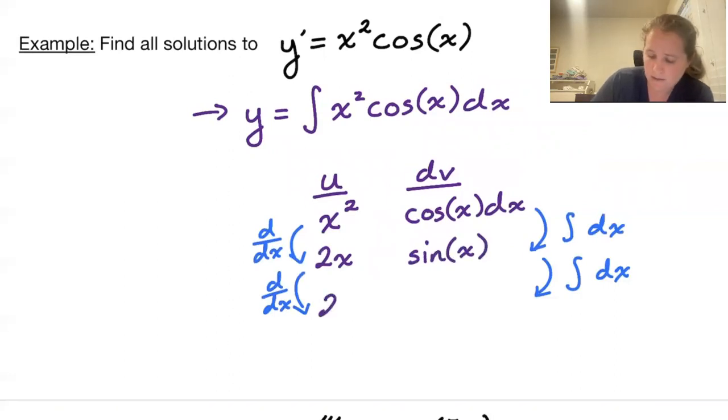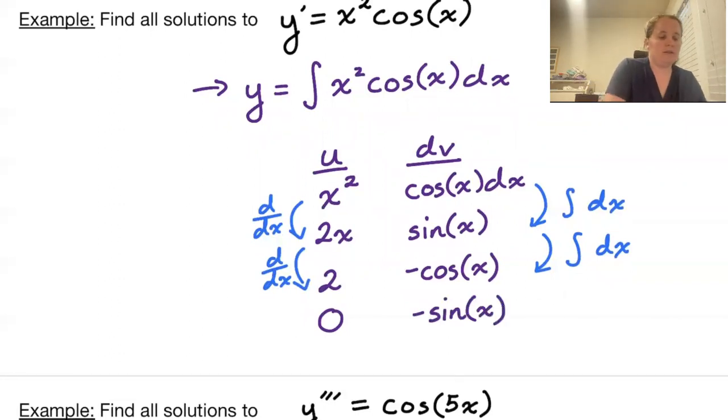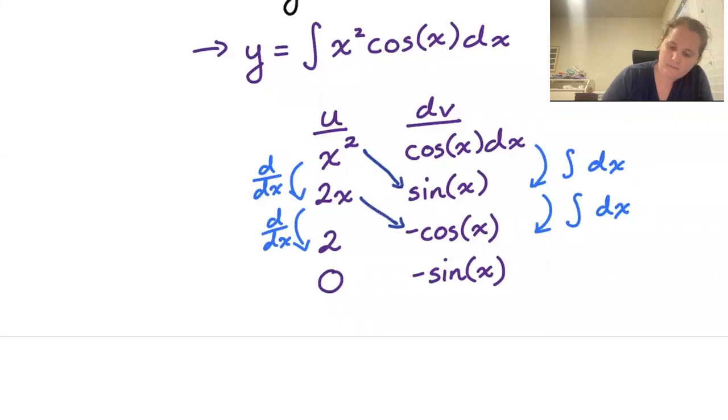Derivative of 2x is 2. Integral of sine is negative cosine x. And then I just keep going until I hit 0 if we have that luxury. Derivative of 2 is 0. Integral of negative cosine x is negative sine of x. I need to give myself a little more space here. Well, now the trick is you multiply on the diagonal. And we'll take the positive multiplication, then the negative, and then the positive.